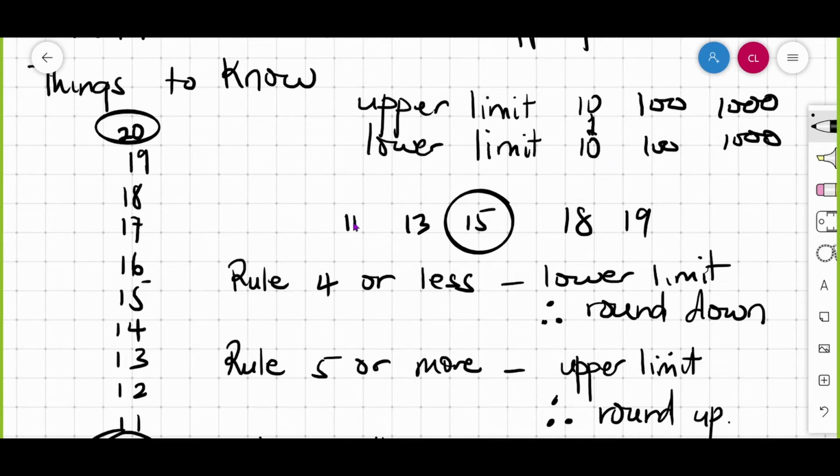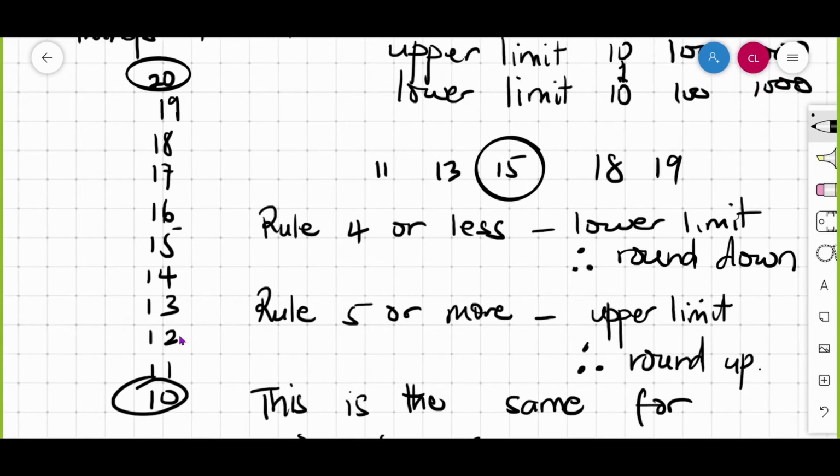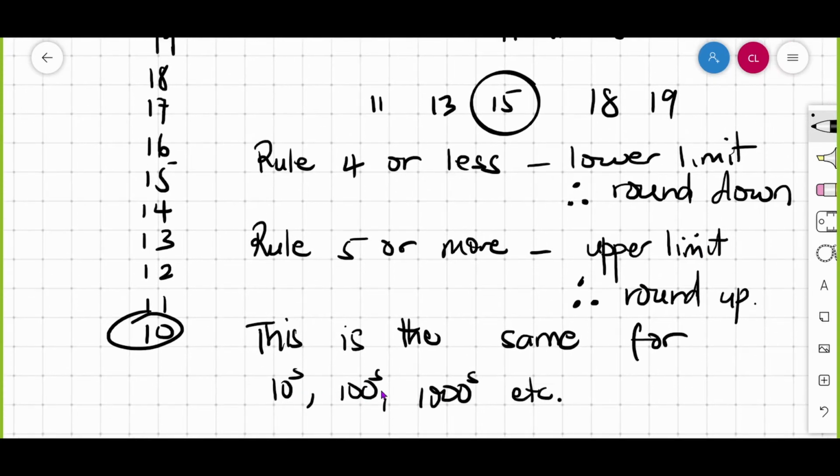There's a band between these things. Okay, so let's look, for example, on that idea. So here we have 10 and we have 20. So between these, we have a certain set of numbers. And this would be the lower 10 and this one would be the upper 10. So let's look now at the numbers 10, 13, 15, 18, and 19. And the rule is, if I have 4 or less, I must put it closer to the lower limit, therefore round down. And if it is 5 or more, I put it at the upper limit, so you round up. And this is the same for tens, hundreds, thousands, etc.